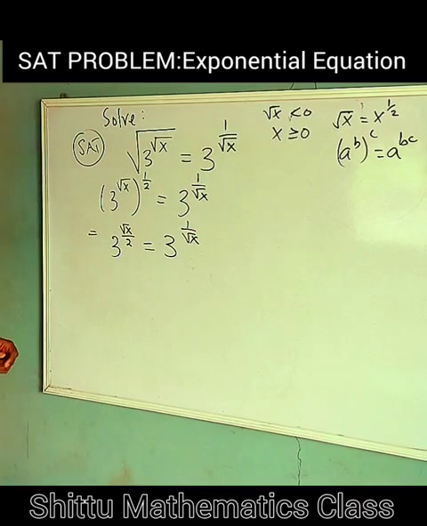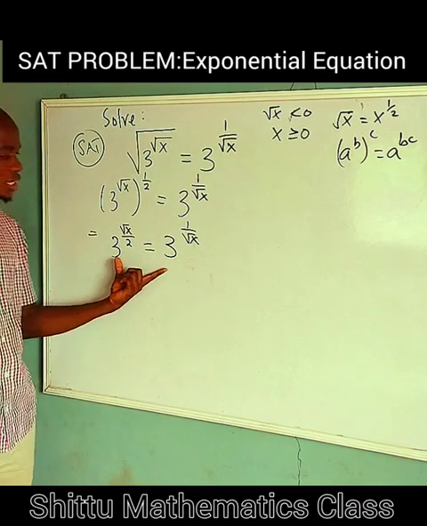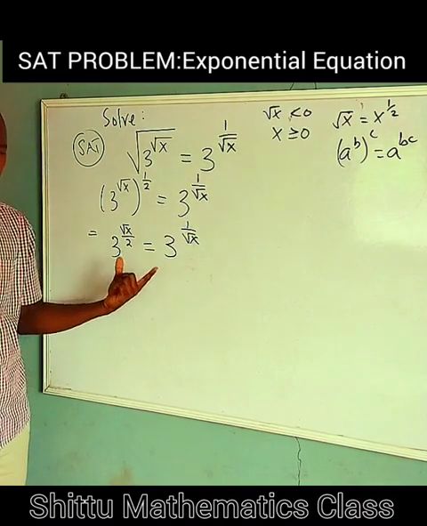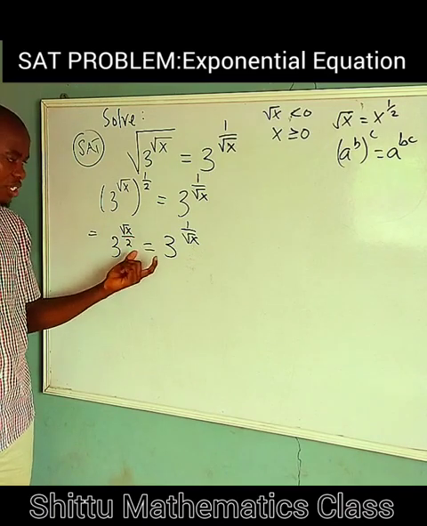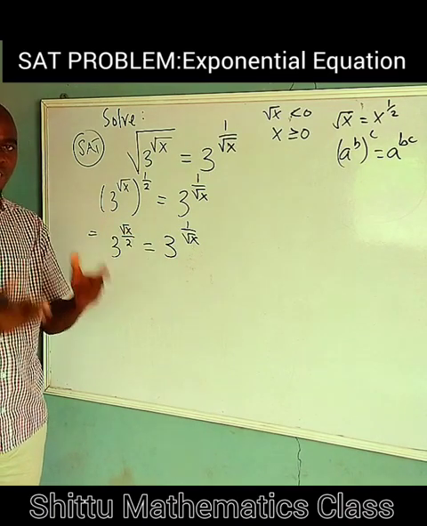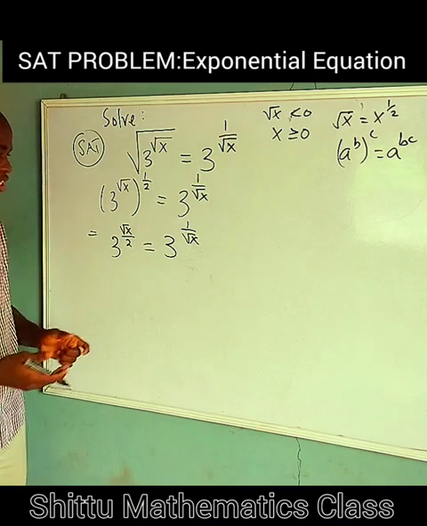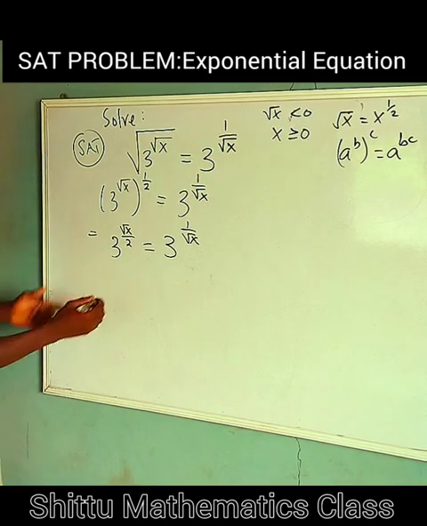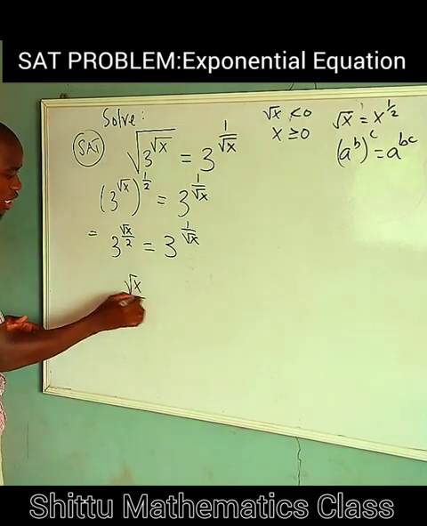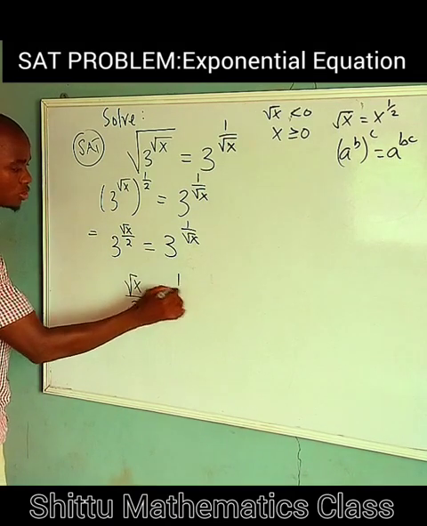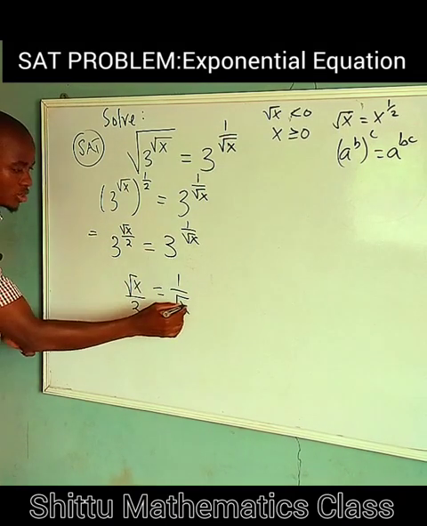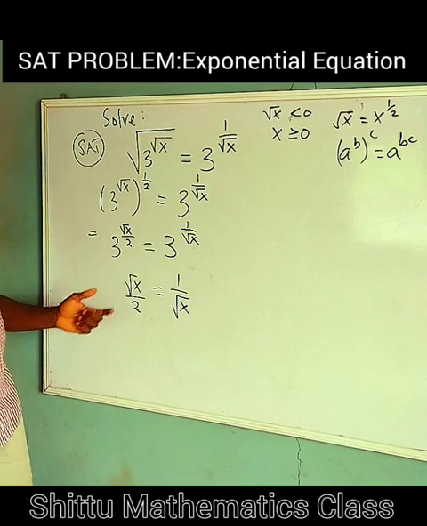Are you following? From there we can say that the 3s are bases and they are the same. Whenever you have this, their exponents are said to be equal. What do I mean by exponent? Their powers are said to be equal. Therefore we are going to have root x over 2 equals 1 over root x.